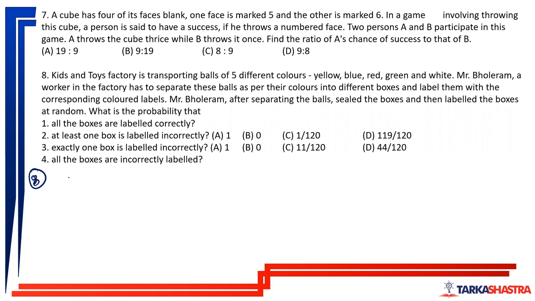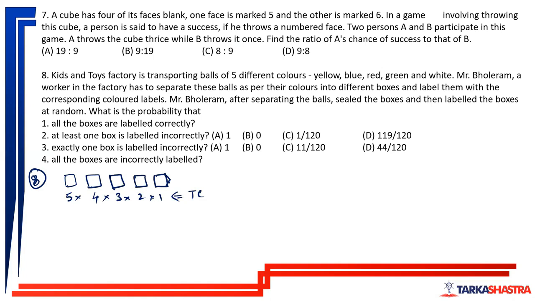So total number of cases, let us try to find out. There are 5 boxes and I have 5 labels. So the first box can be labeled in 5 ways, the second box in 4 ways, the third box in 3 ways, the fourth box in 2 ways, and the fifth box in 1 way. So these are my total number of cases.